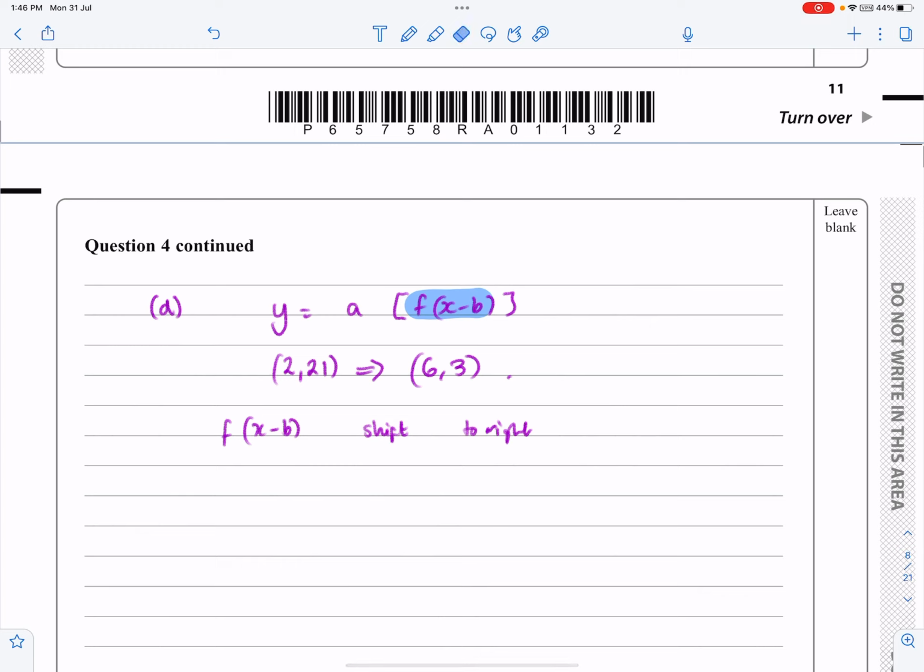I'm doing the answer because I've already worked out what the answer is. b units to the right, or would be a translation of (b, 0) there. So if (2, 21) went to (6, 3), I know that b has to equal 4, so that the graph has moved from (2, 21) to (4, 21). That's what it would do first of all. It would move to (4, 21) before I worry about what the a is going to be doing there. Remember, this is only worth 2 marks, so we really only need to give the answers to these 2 bits.